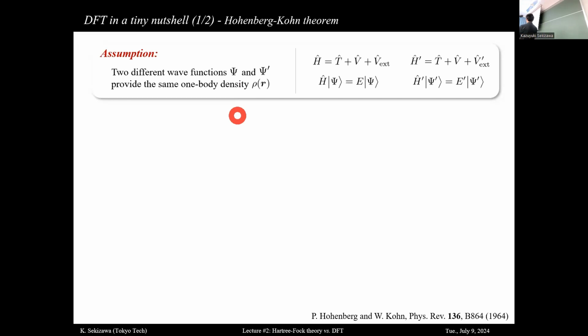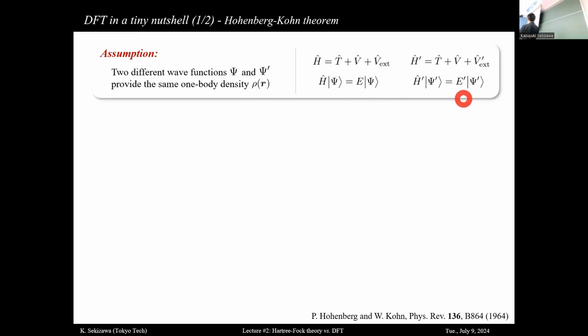So let me explain. The assumption is the following. Assume that two many-body wave functions, psi and psi prime, provide the same one-body density, rho. So there are two different wave functions with the same density. This is the assumption.